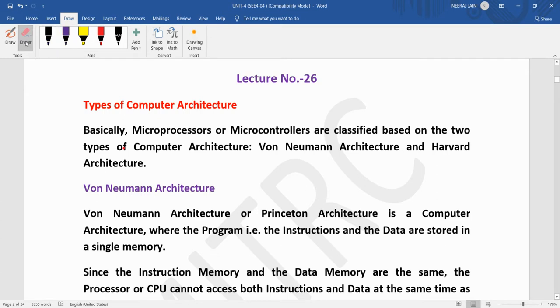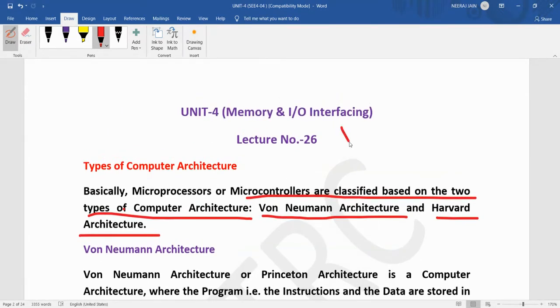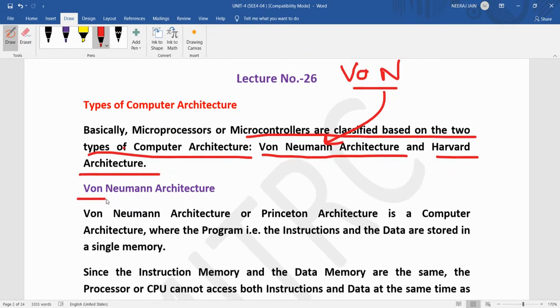So basically the structure of the microcontroller or microprocessor is classified into two types of computer architecture. First is the von Neumann architecture. Second is the Harvard architecture. So first we are seeing the von Neumann architecture. What is the von Neumann architecture?